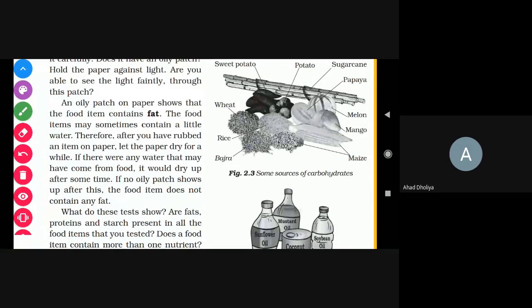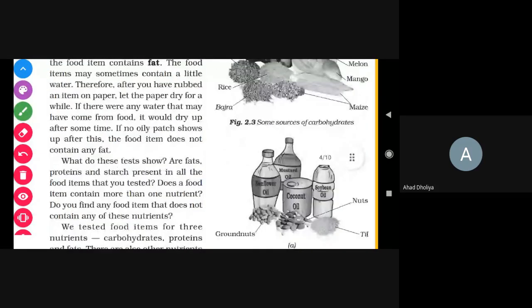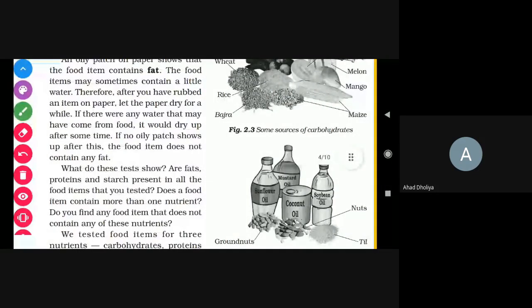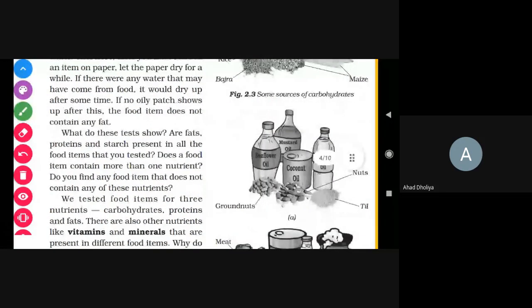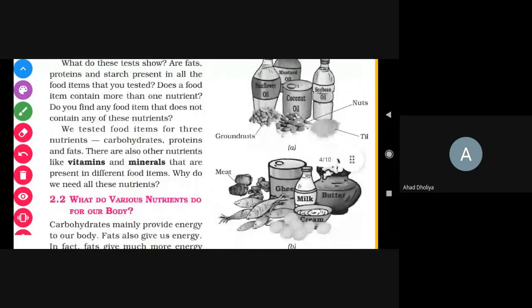Okay, so we already did the test for proteins, the test for starch, and now we also did the test for fats. Besides these, our food also contains vitamins and minerals. All of these things, starch and fats, will not be present in all of our food. That's why we need different kinds of food. Other than that, our diet should also contain major nutrients like vitamins and minerals.